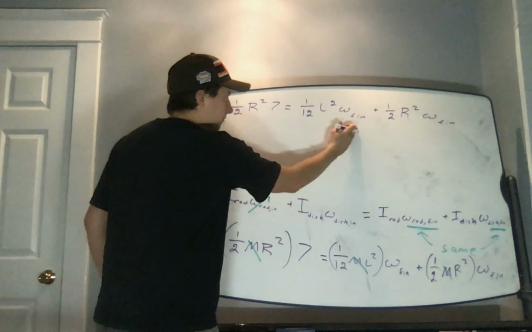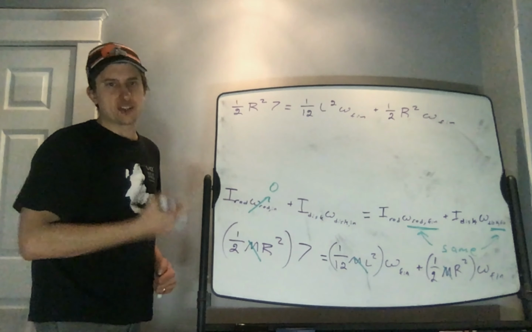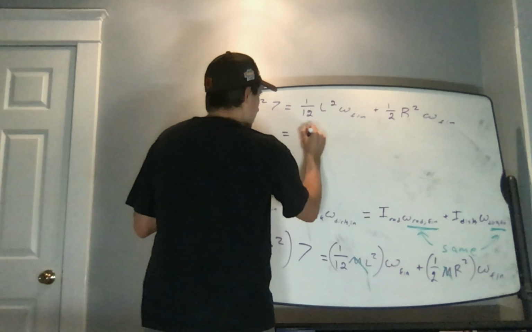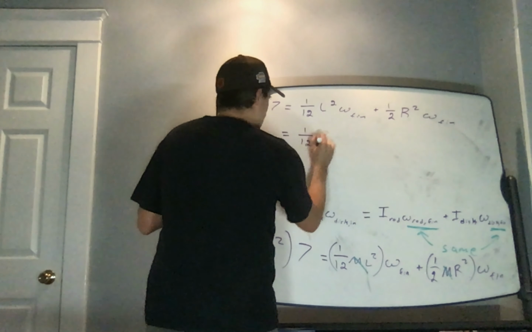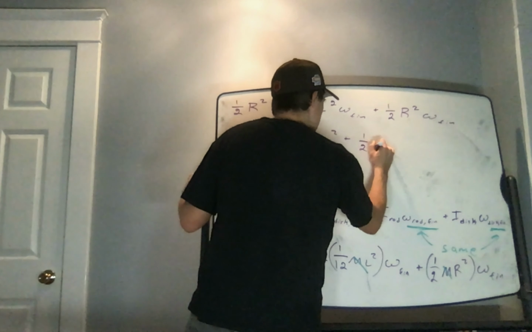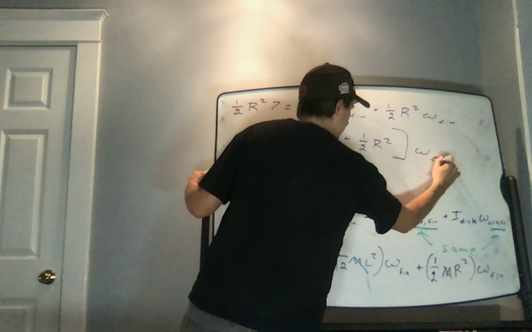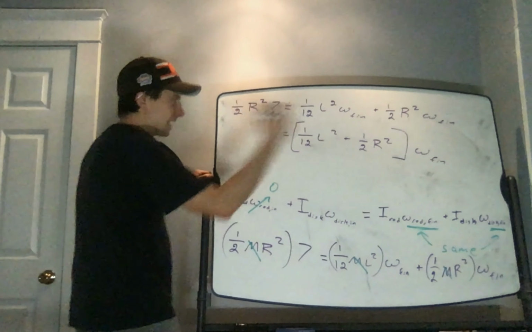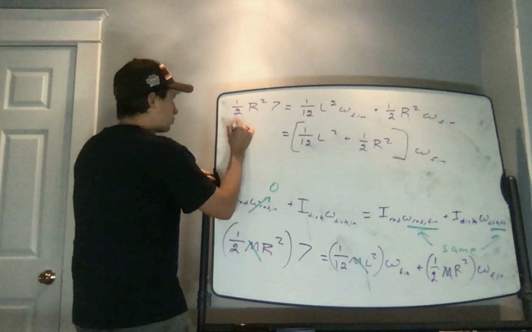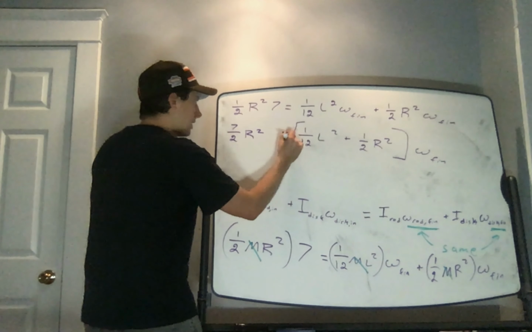Now I have omega final in both terms on the right-hand side, so I could combine the terms on the right-hand side to be 1/12 L squared plus 1/2 r squared times omega final. Just to make my algebra a little bit easier, on the left-hand side, I'll just write this as 7/2 r squared.